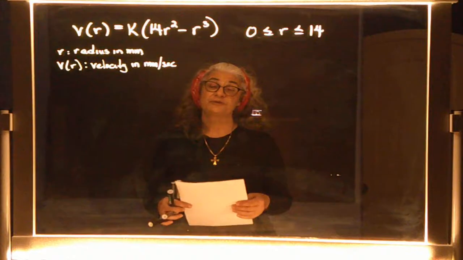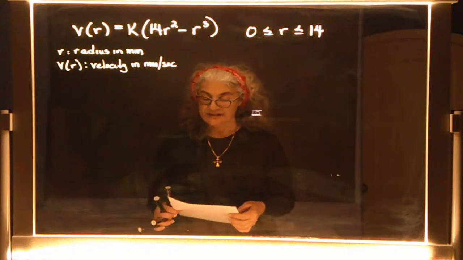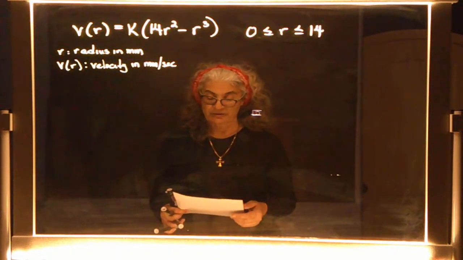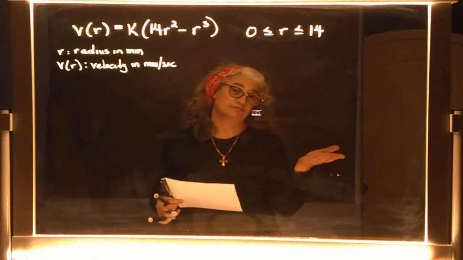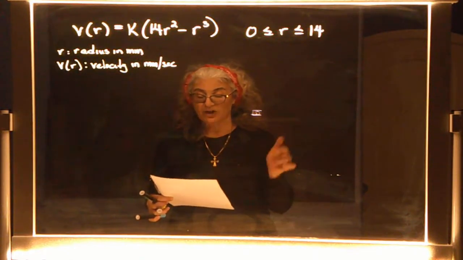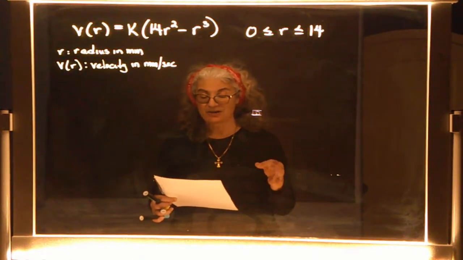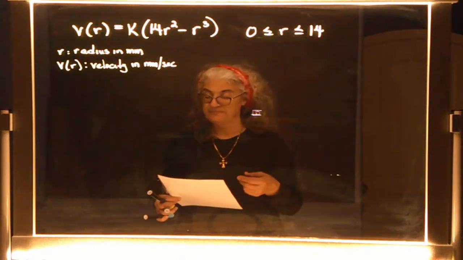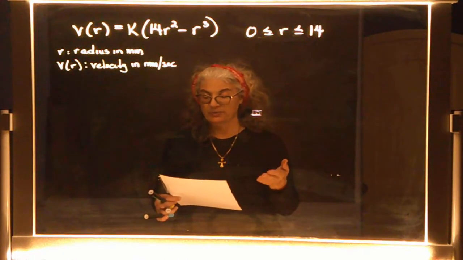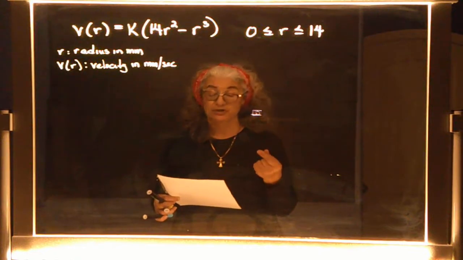Okay, so we just read a story, but let's go over it. It says a person coughs when a foreign object is in the windpipe. Well, that makes sense, right? The velocity of the cough depends on the size of the object. Suppose a person has a windpipe with a 14 millimeter radius.